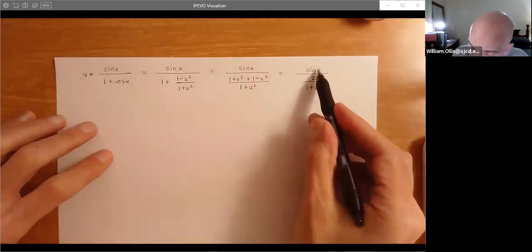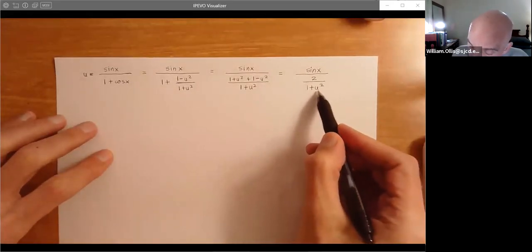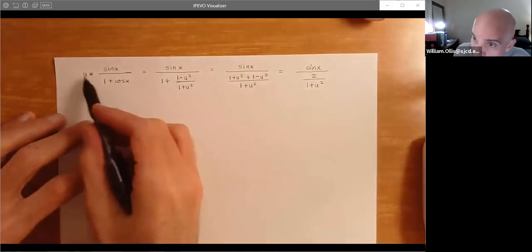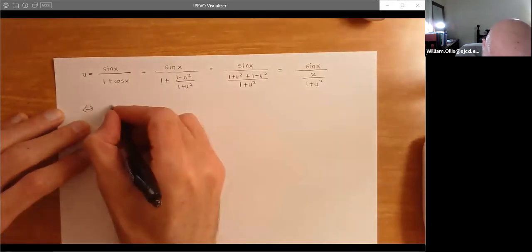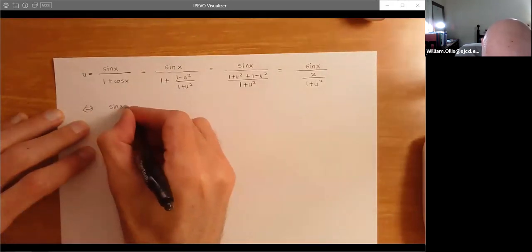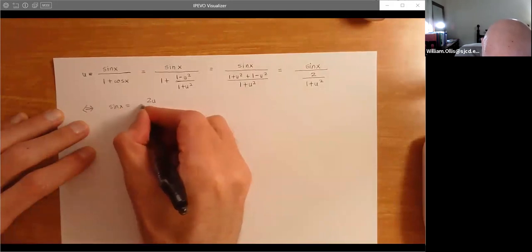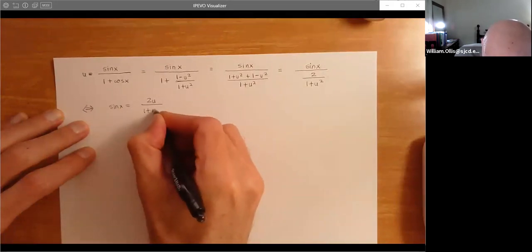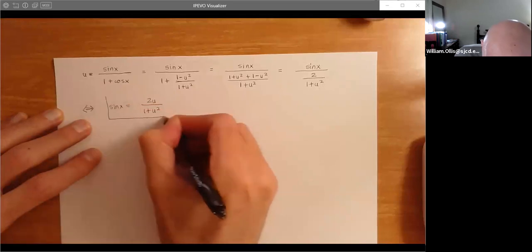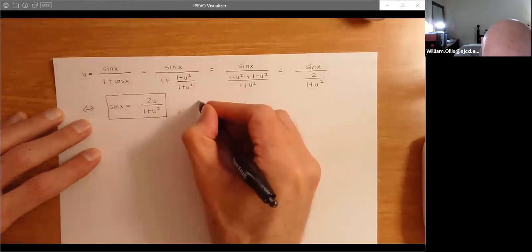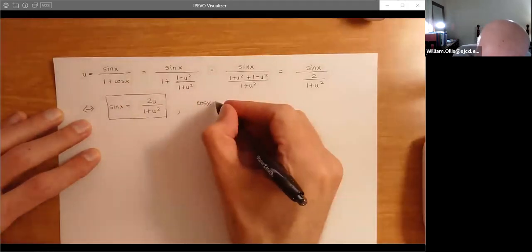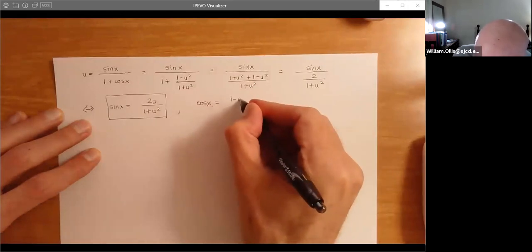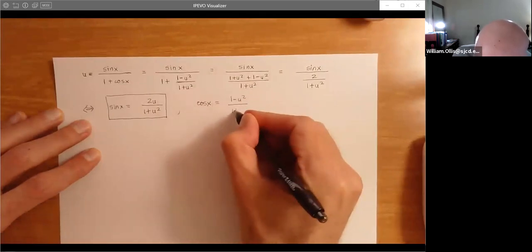So now we can just say sine x will be 2 divided by 1 plus u squared times u, so we can cross multiply and just leave the fraction downstairs. So sine x equals 2u over 1 plus u squared. So there we have it. And I'm going to go ahead and write down the formula for cosine x right beside it: 1 minus u squared over 1 plus u squared.